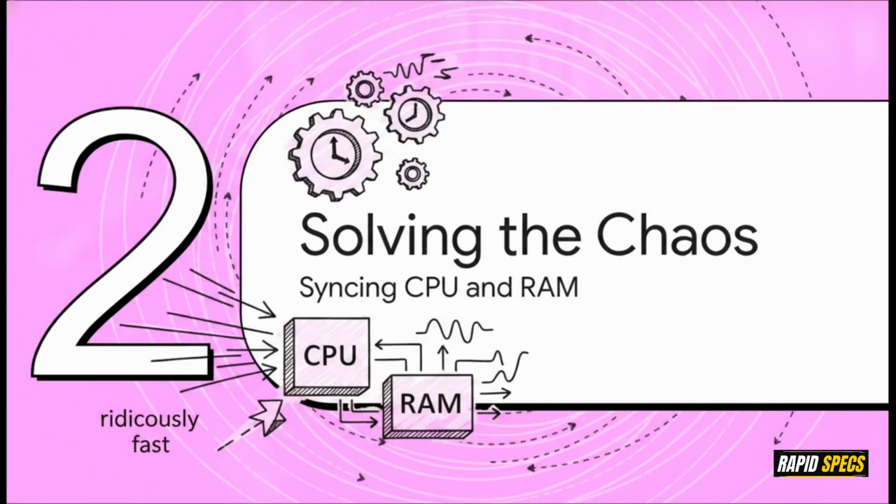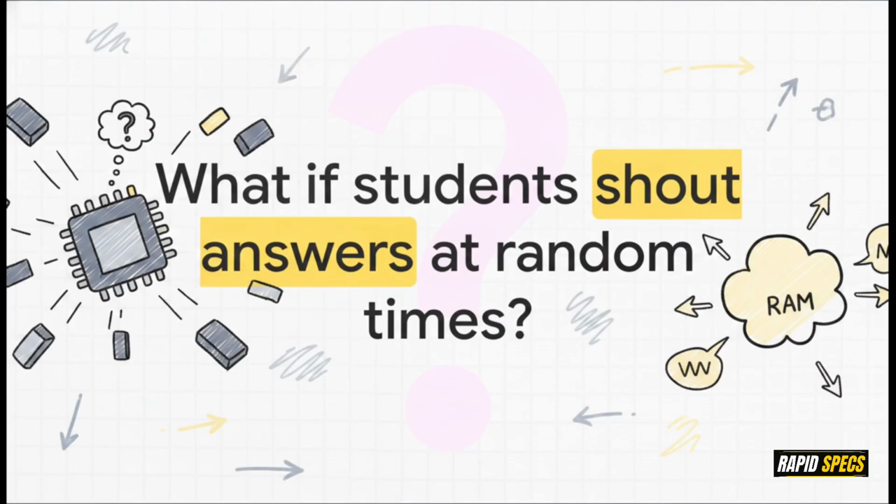Moving on to part 2. Solving the chaos. It's time to sync up the CPU and the RAM. So, fast forward to the 1980s and 90s, and the computing world is facing a totally new crisis. Processors were getting ridiculously fast, but RAM was acting completely independently. I mean, what happens when a teacher asks a question and the students just shout their answers at random times? That was the pure chaos of early computers.